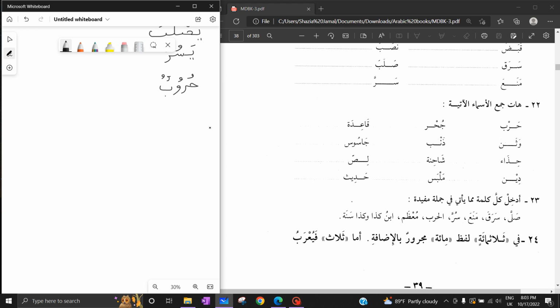Then wathan, wathan is actually the false god or the idol. So awthan. And hidaa, hidaa is shoes. What is the plural? Ahziyatun. Okay, ya with tashdid, ahziyatun. Deen, what is deen? Religion. Adyan, deen, adyan.